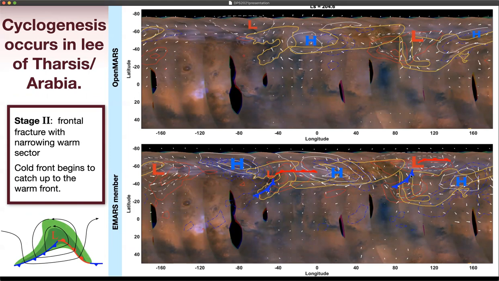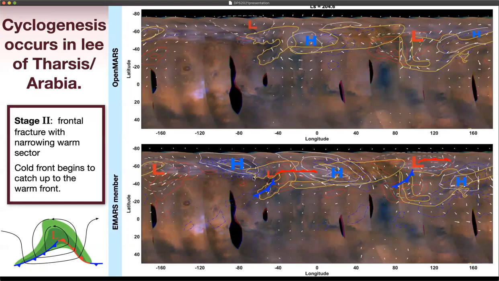The cold front is beginning to sweep down and equatorward, and we start to see this nice frontal morphology showing up around the cyclones, especially here in EMARS. It matches up really well with the dust storm morphology. And again, we're seeing that there are high pressure centers behind the cold fronts. And this is where we see a lot of the dust lofted up after the fact.